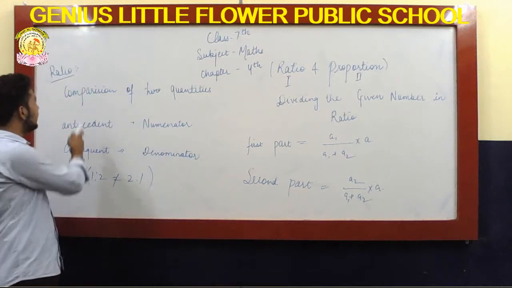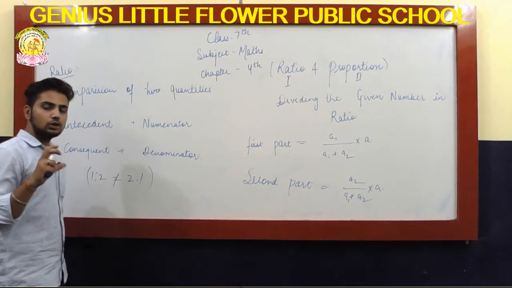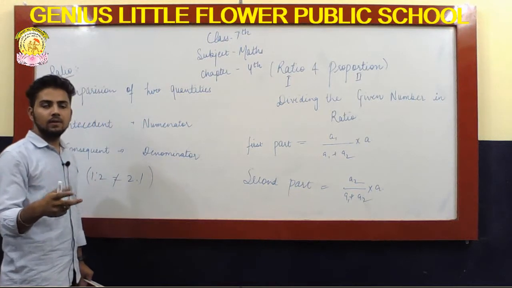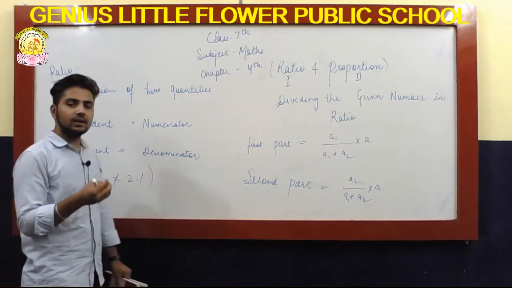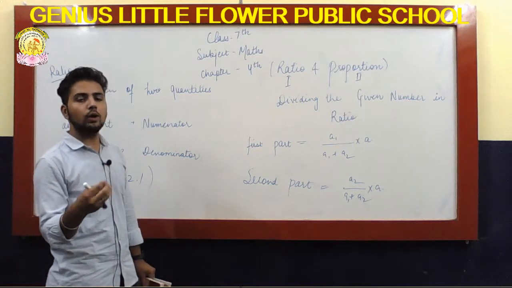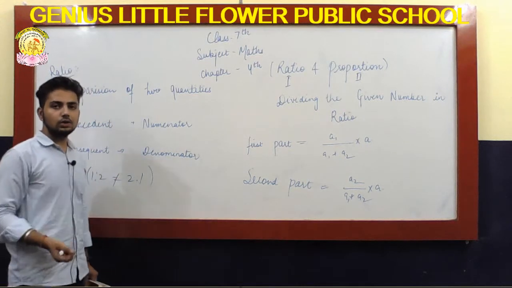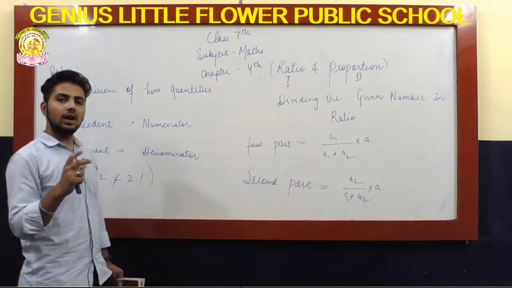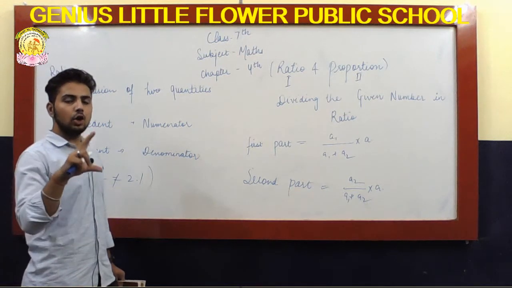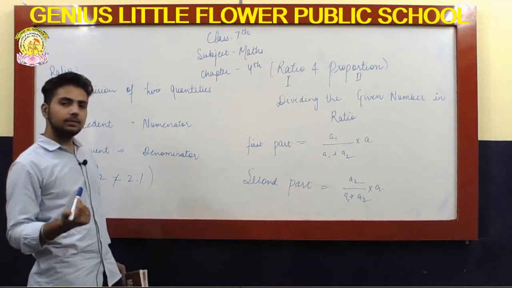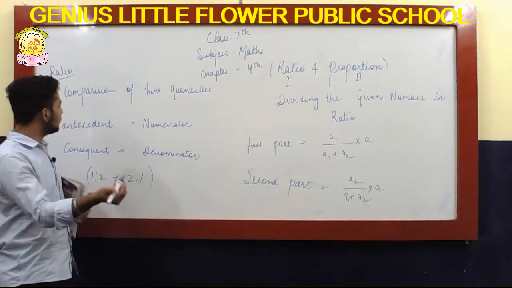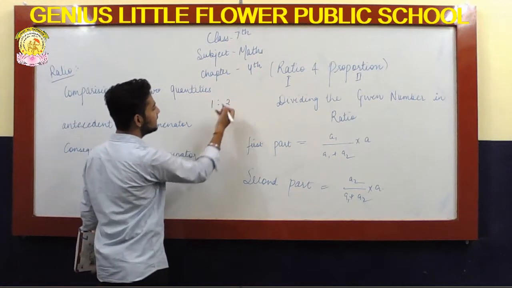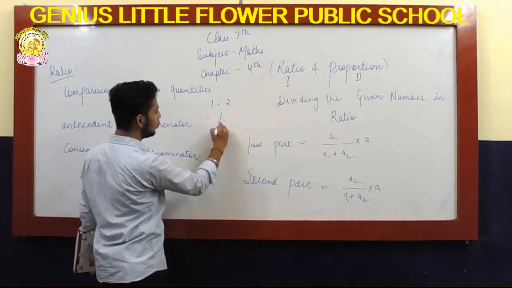So first is ratio. What is ratio? Ratio is the comparison of two quantities, two magnitudes. Even if we are given two numbers and we compare them, it is called ratio. In simple language, ratio is considered to be division, or you can say numerator and denominator terms. For example, if we are considering ratio 1:2, then it simply means 1 by 2.